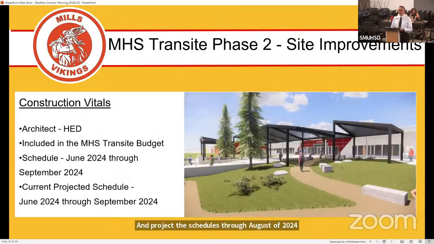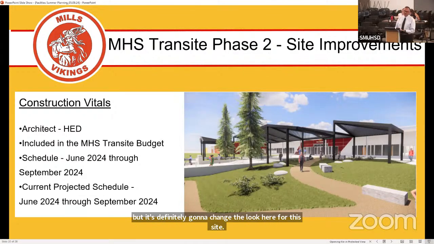Mills High School Transite Phase 2 site improvements. Once again, this is HED, who is the architect of record, and this is the budget of the Transite that we're covering the costs for this beautification with awnings, canopies, hardscaping, seating arrangements for students to wait for ride pickups from their parents. But it's definitely going to change the look here for this site. Current projected schedule is June 2024 through September of 2024.